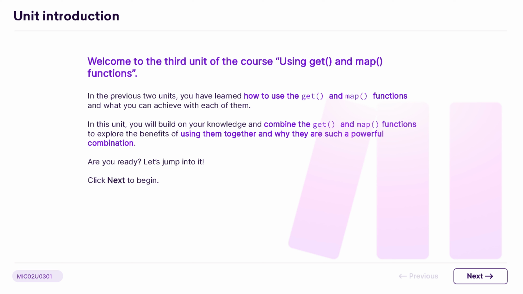Welcome to this unit on using the powerful combination of the get and map functions. In the previous sections, you focused on mastering each function individually, understanding their unique capabilities and practical applications. Now we'll take a step further by exploring how combining these functions can streamline tasks and enhance efficiency. This approach will help you unlock additional functionality, making your code cleaner and more effective. Ready to dive deeper and discover how leveraging these functions together can elevate your coding skills? Let's get started and see the possibilities unfold.